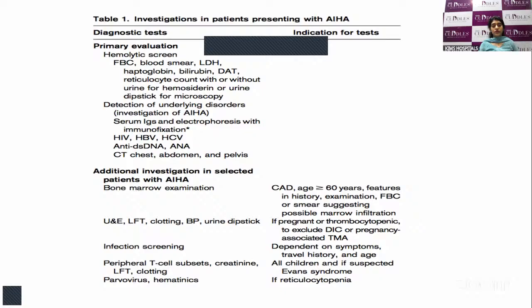Then urine examination, LFTs, clotting, BP, and urine dipsticks to rule out, in adults, mostly pregnancy-induced TMAs and all of that. Infection screening: we should keep a close watch on the symptoms, travel history, and age of the child or baby, and then rule out whatever infections can cause this. And then peripheral T cell subsets, creatinine, LFT, clotting in all children, and if you suspect Evans syndrome, you have to think of T cell subsets and any immune dysfunction basically. Then you have parvovirus and hematinics, if reticulocytopenia is present.